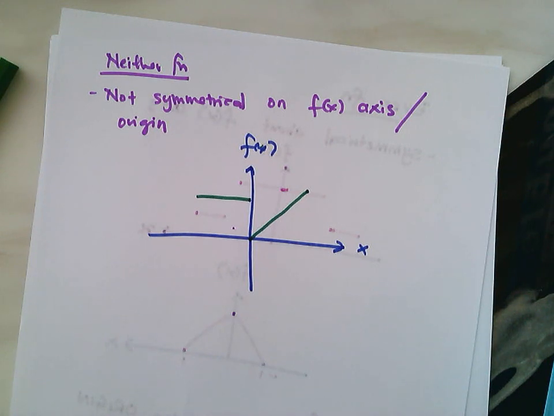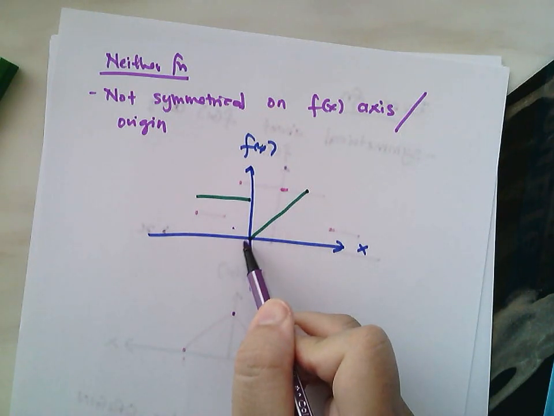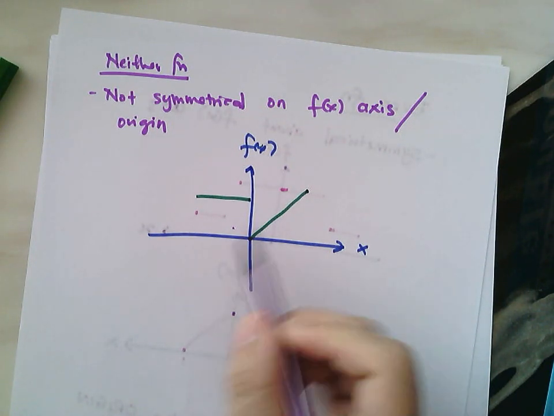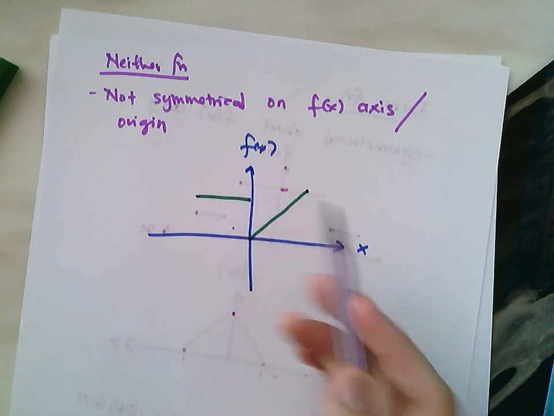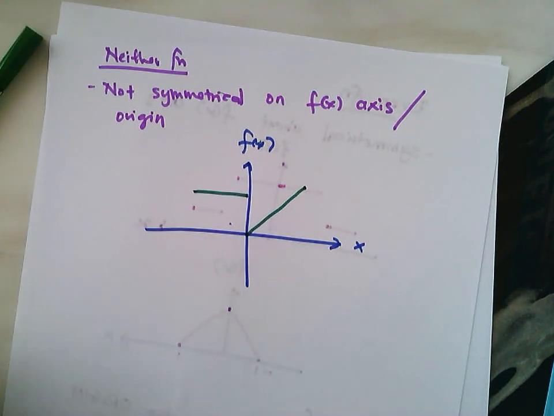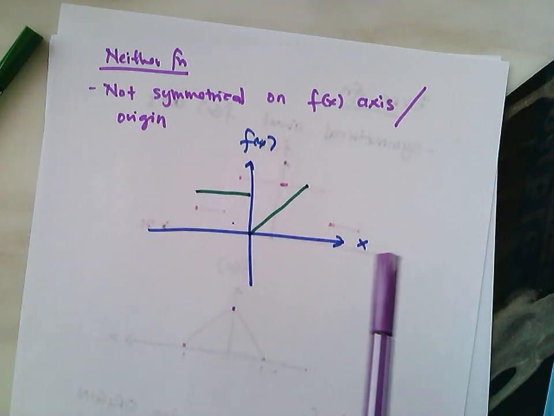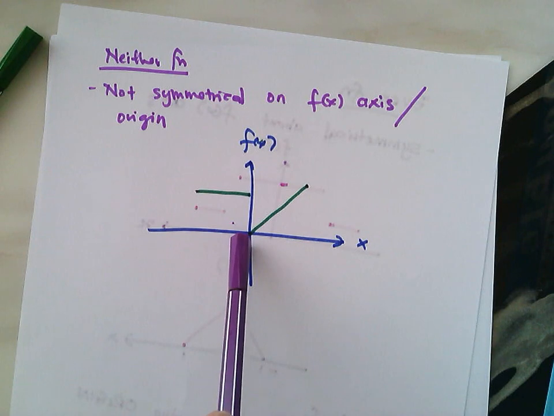Or if it is symmetrical about the origin, if you have a line here, then you will have another straight line down here. Or if you have a straight line here, then you will have another one here. Okay, but in this case, this is not symmetrical about either f(x) or the origin. So therefore this is a neither function.